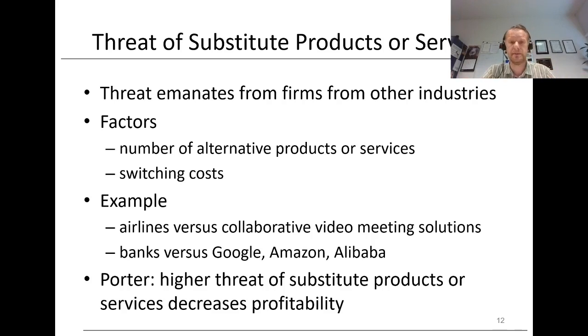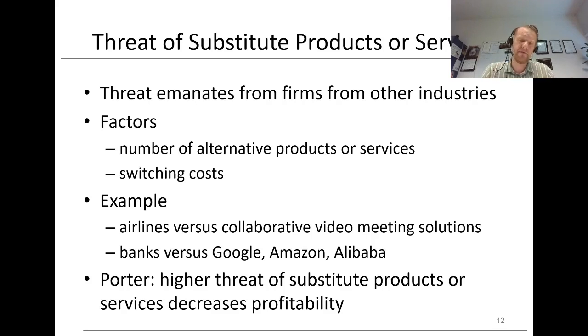Why do people book flights? You book flights for two reasons. Tourist flights, but many people also book flights to do a business trip, to have a meeting elsewhere, in London, in San Francisco, and so on. But all of a sudden, we now have a substitute product or service, collaborative video meeting solutions. Instead of having to travel to London or San Francisco, I can just do an online meeting, and by doing that, I don't have to book a flight. So these collaborative video meeting solutions clearly impact the profitability of airlines. This is what we call the threat from firms from other industries.